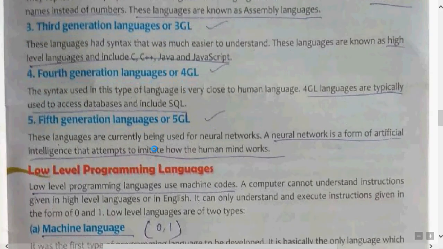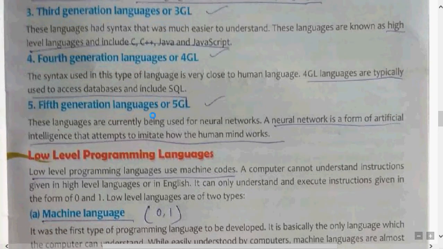Fifth generation programming language. These languages are currently being used by neural networks. A neural network is a form of artificial intelligence that attempts to imitate how the human mind works. So the fifth generation programming language uses artificial intelligence, and in this generation the programming language means the computer has thinking capacity, thinking ability.